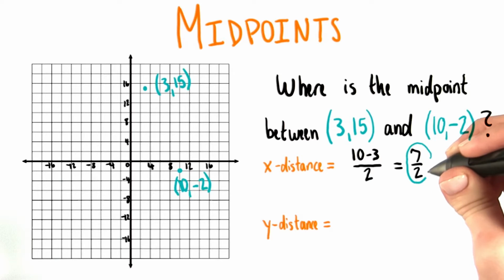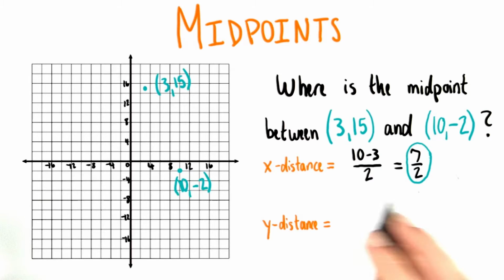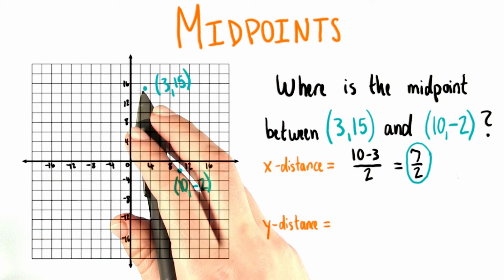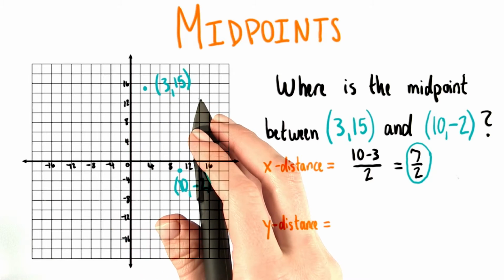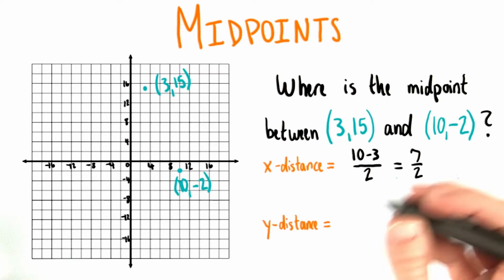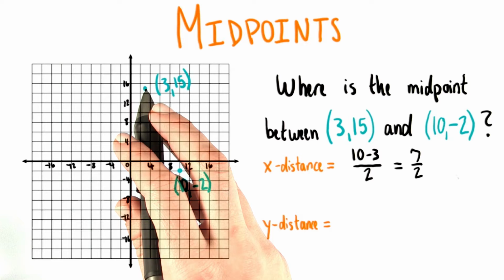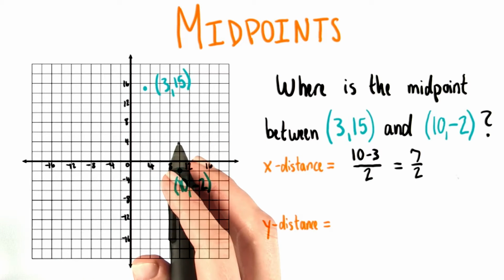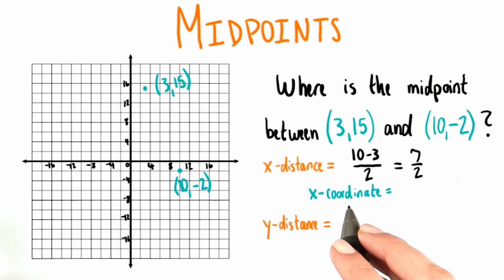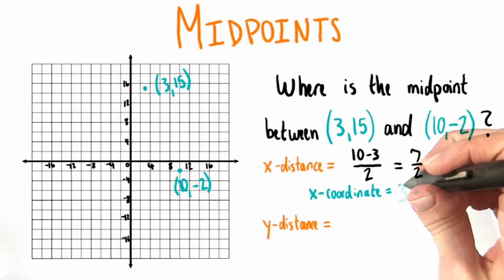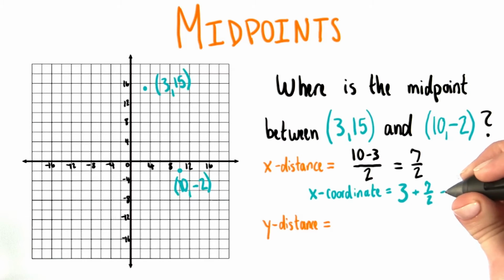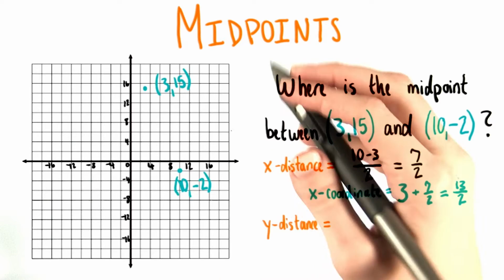This, however, is not our coordinate. This is just the distance that we need to move from one point toward the other point. So to figure out our actual coordinate, we need to start at one of our points and walk toward the other point this far. So our x-coordinate is just equal to 3 plus 7/2, which is just 13 over 2, or 6.5. Let's do the same thing for the y-coordinate.